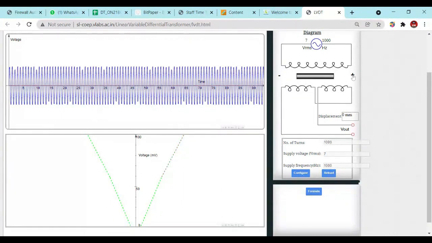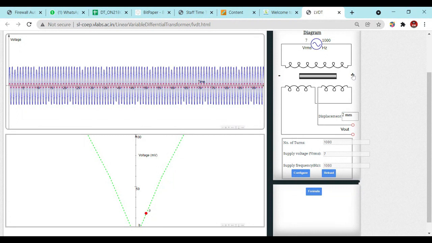So this is the positive sign. If you move this movable core toward the right hand side, your displacement will be positive. If you move this core toward the left hand side, your displacement will be negative. So click on the plus side.